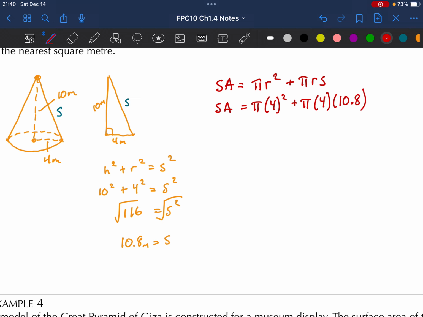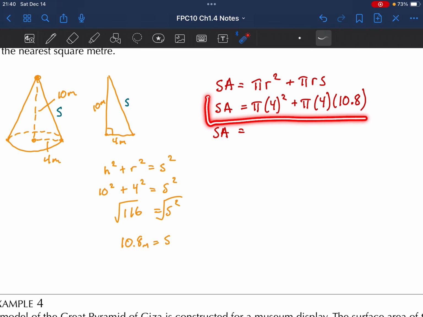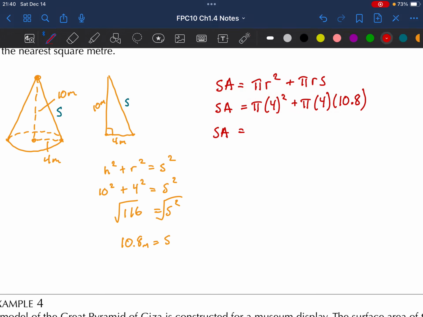Now I'm going to do something a little bit strange. And in Foundations and Pre-Cal 10, you should be able to understand this. If you don't understand it, that's okay. You should be able to type this straight into Desmos exactly like that, and it will tell you the answer. But I'm going to do this.